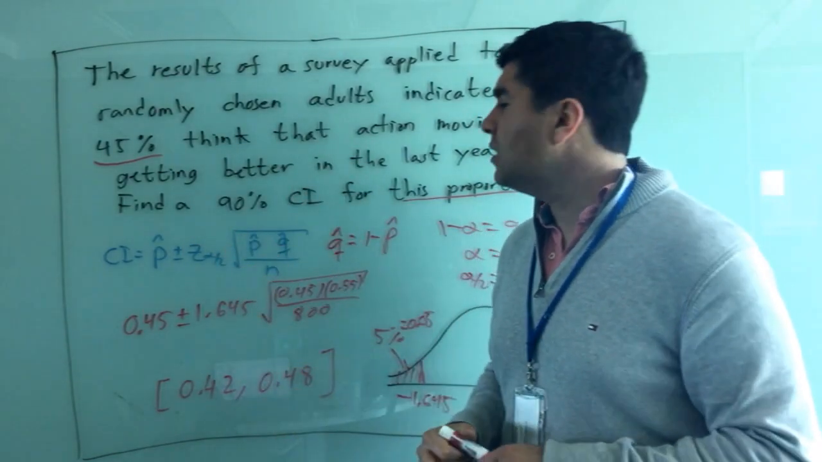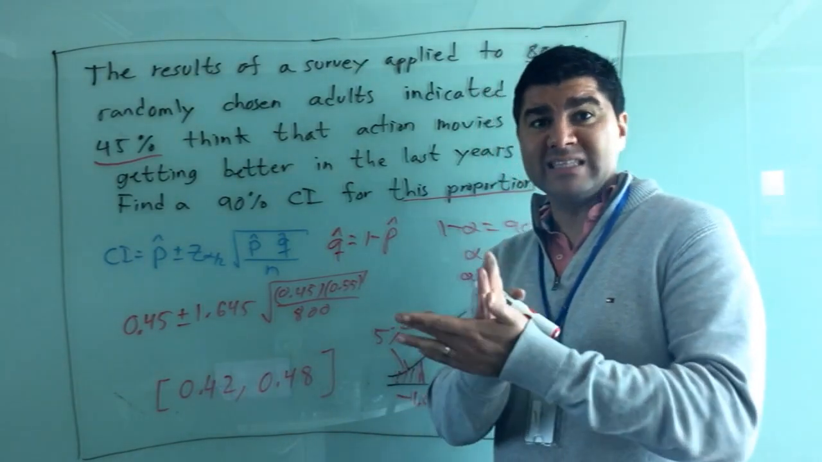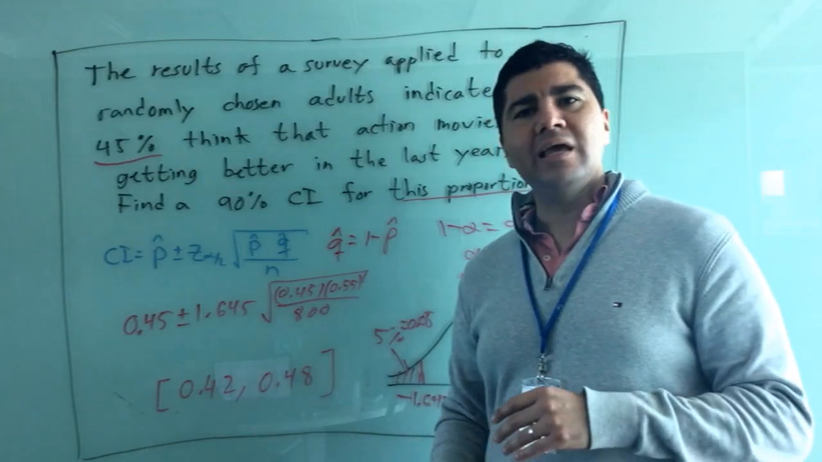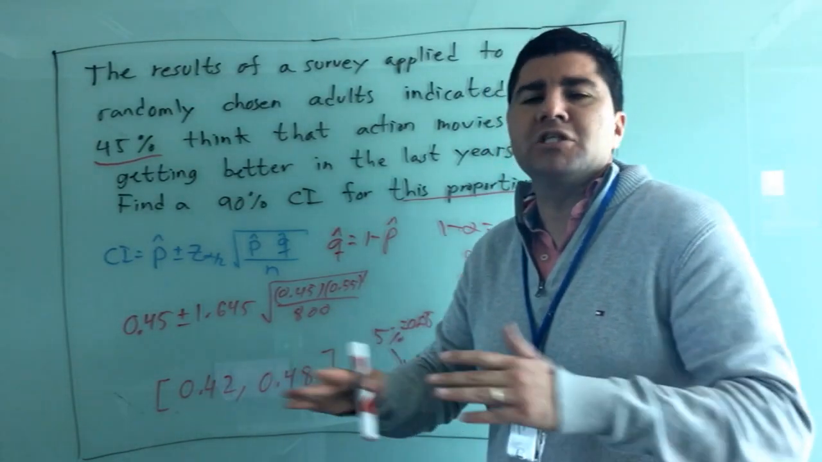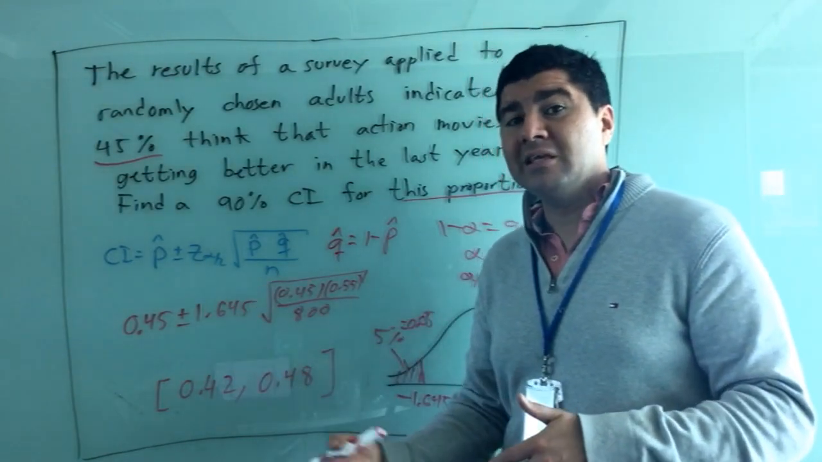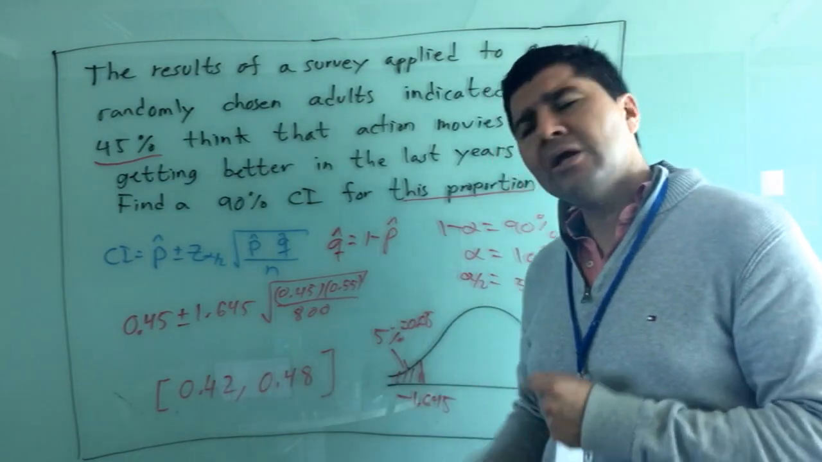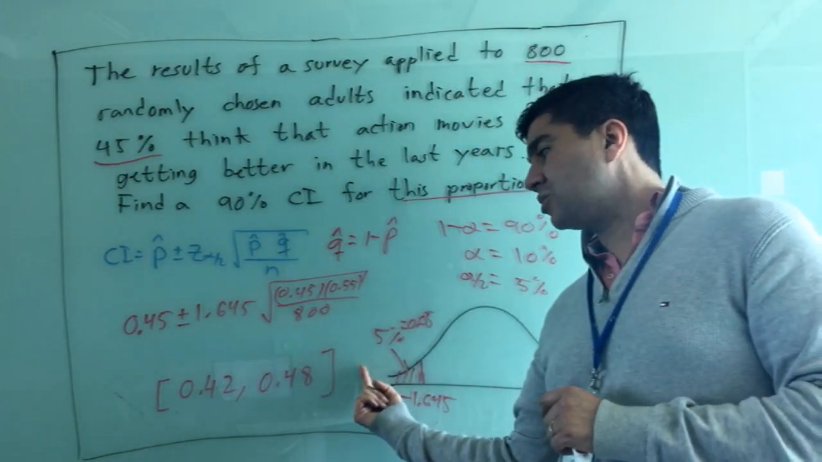they are getting worse, we can think that if the 50%, that is half, is located in the interval, it will mean that the action movies are pretty much the same. Half of the people think that they are better, the other half think that they are worse. What is happening in this case? The 50% is outside of the interval.